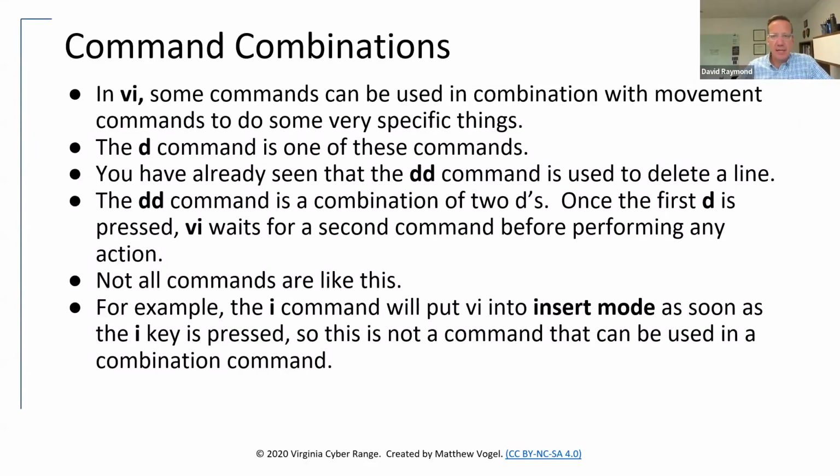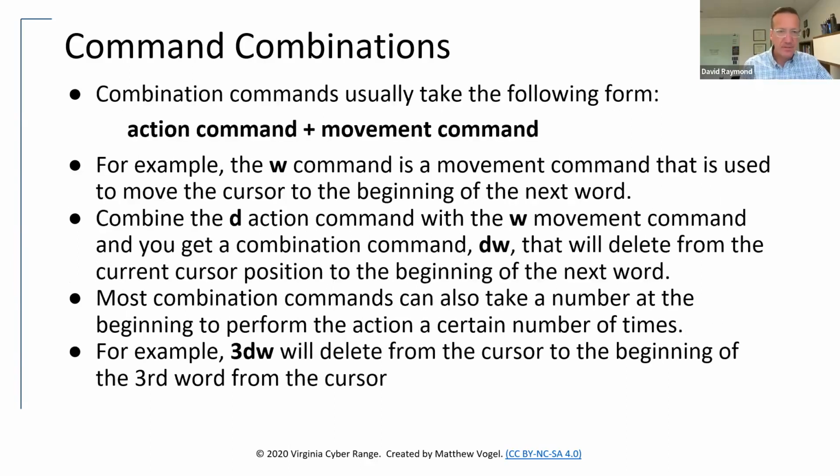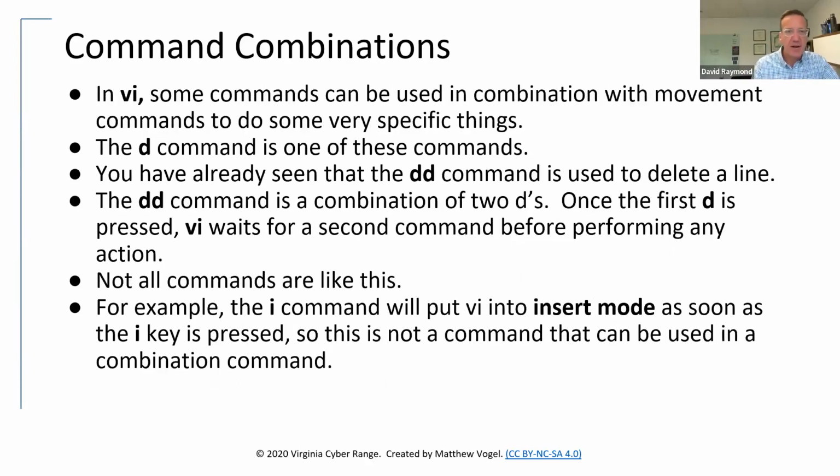You can also do some combinations of commands. I'll talk about what that means, and I'm going to show you a list of some key combinations. What these command combinations look like is you have an action command and then a movement command. So really that DD, it's described on this slide, right? The first D means I'm going to delete stuff, and then the second D means delete the whole line, right?